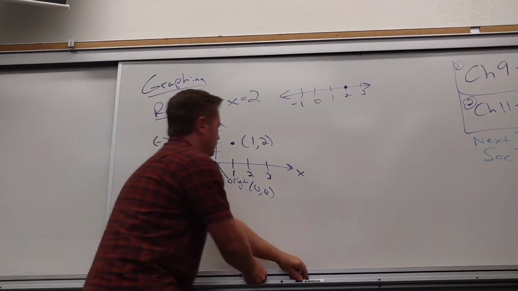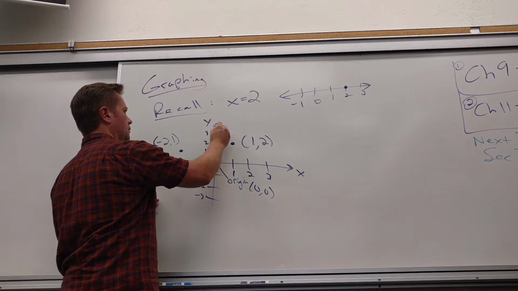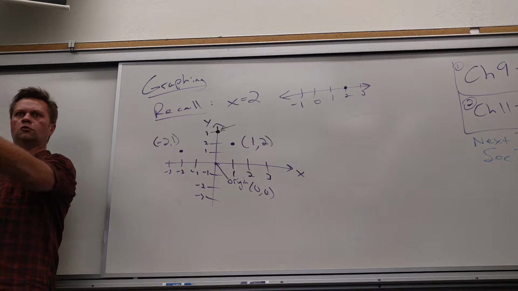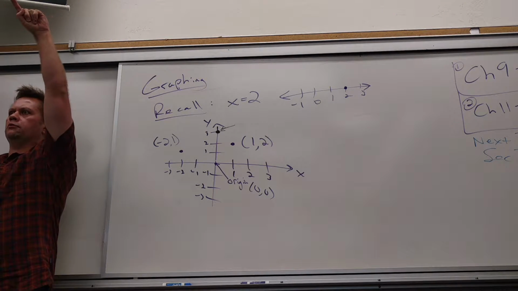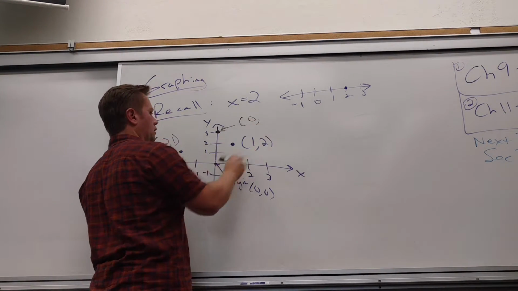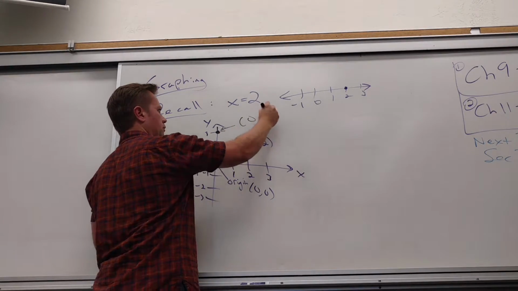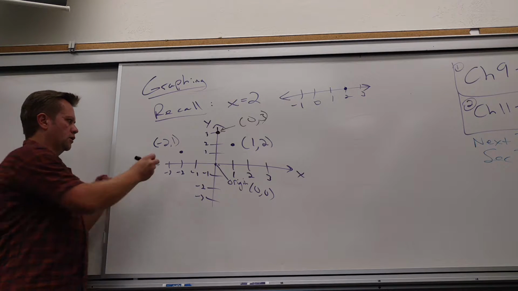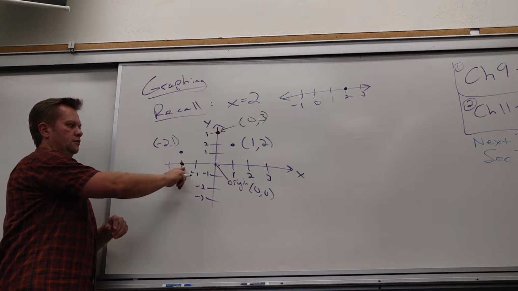So what point is this going to be? 0. Beautiful. Don't move at all left and right. Only go up 3. So don't move left or right at all. Only go up 3. And of course, what point is this?